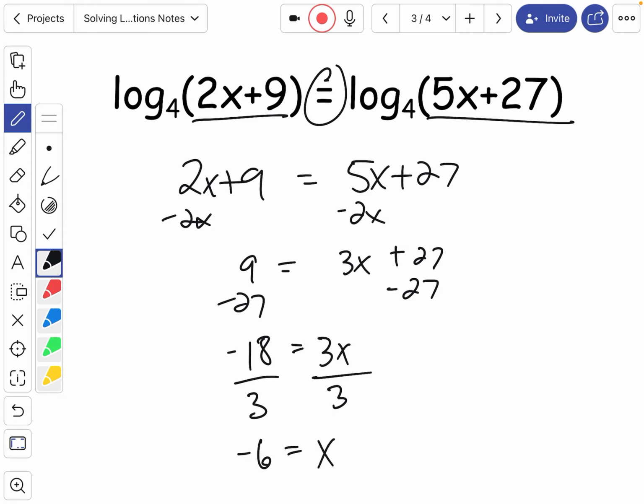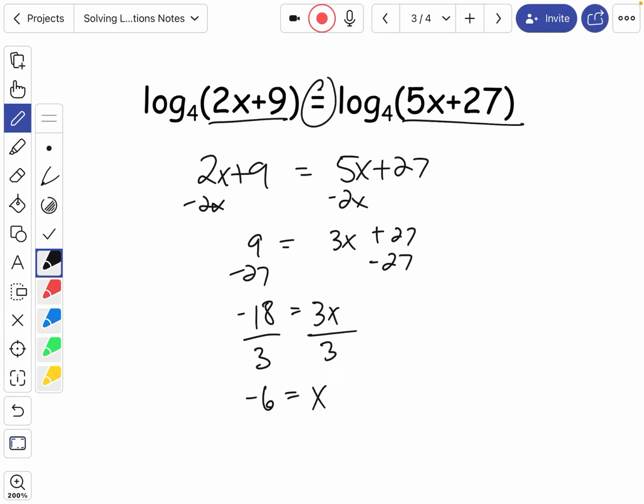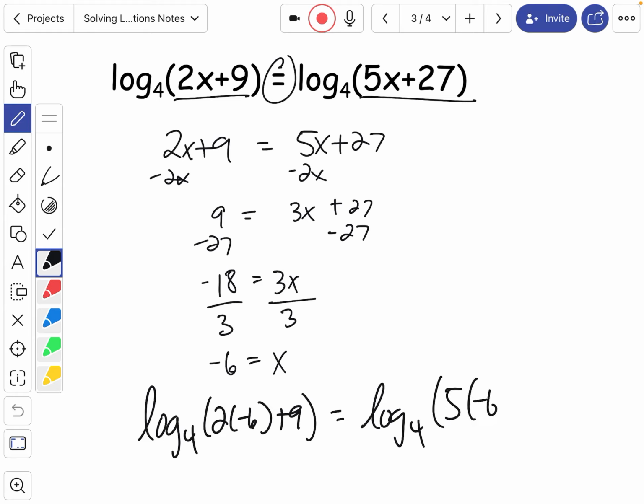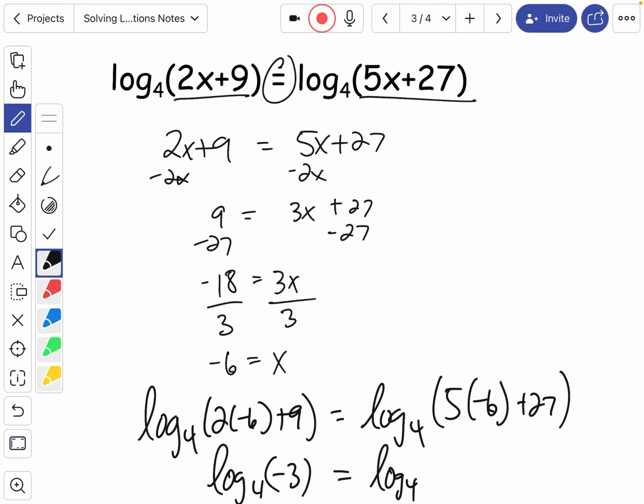All right, so I'm going to plug this back in. And so this becomes log base 4 of 2 times negative 6 plus 9 equals log base 4 of 5 times negative 6 plus 27. All right, so log base 4 of negative 12 plus 9 is negative 3. And this would be log base 4 of negative 30 plus 27 is negative 3.